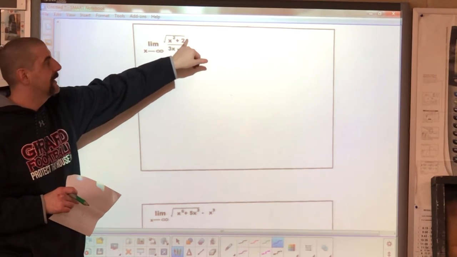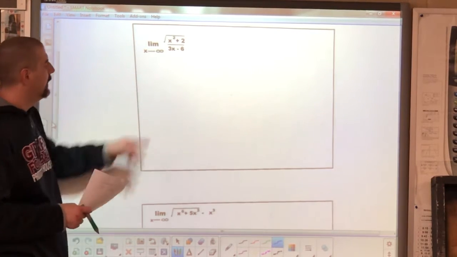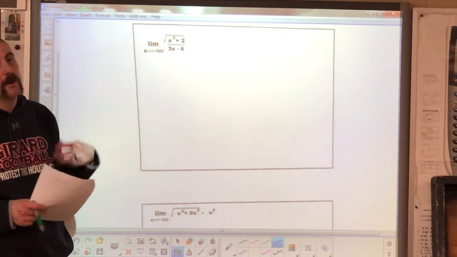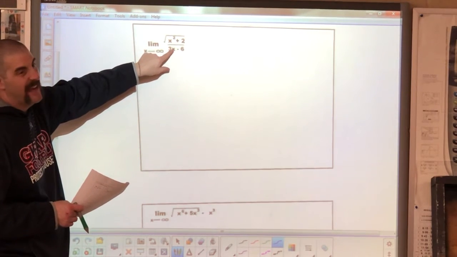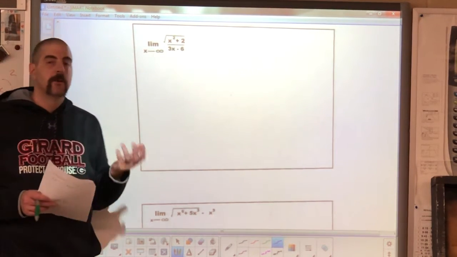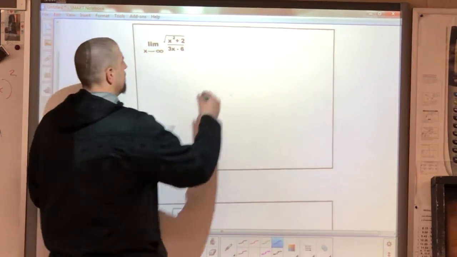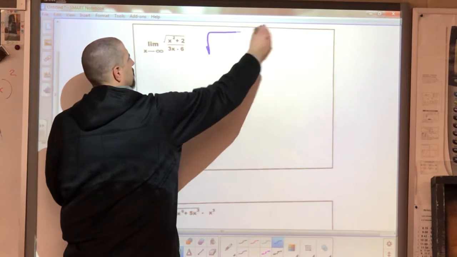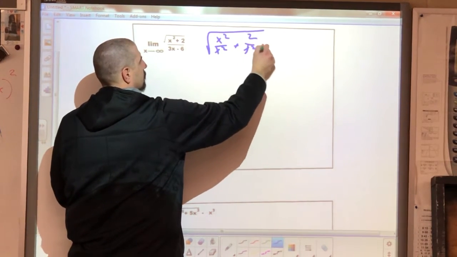So usually we look inside the square root, use the highest power in the square root. Typically, that's always bigger than the other. Now, there are a few in the book where they flip-flop, where this is x and this is x squared. So it requires a little bit different work. We'll get to those when we get to the book work. So in this problem, we have the square root of x squared over x squared plus 2 over x squared.